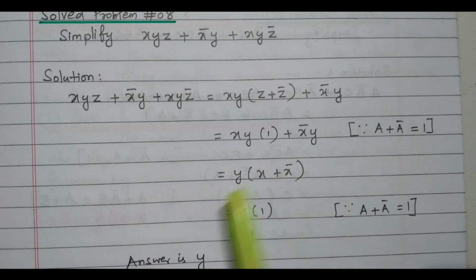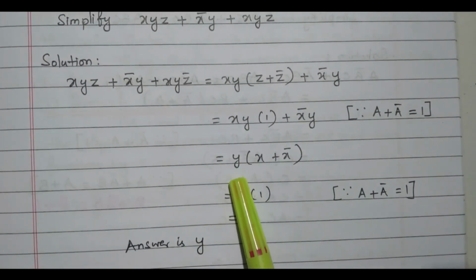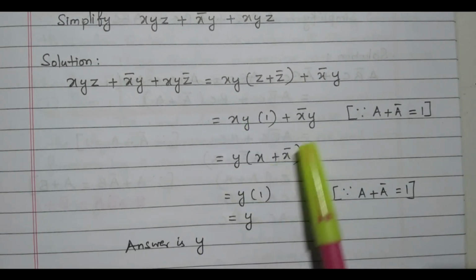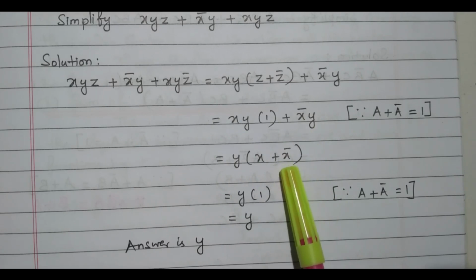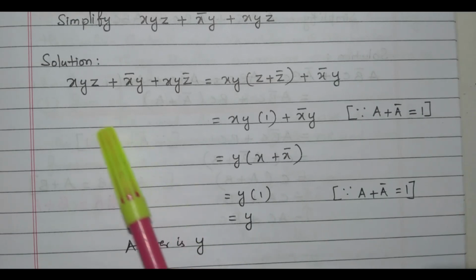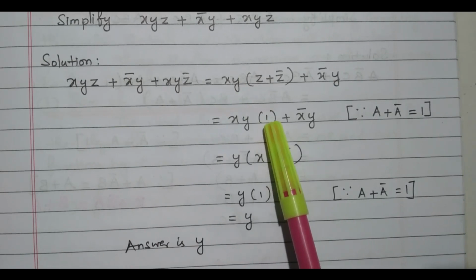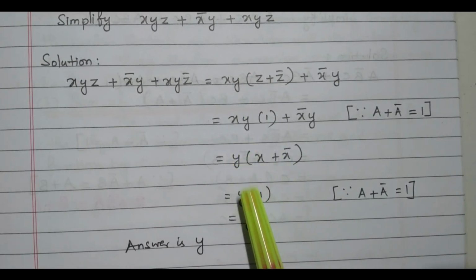In these two terms we can take the y outside. Y is available in both the terms. So we can take y outside. If you take y outside, the remaining term is x. If you take y outside, the remaining term is x̄. What is x plus x̄? Same thing. A plus Ā is 1. So this term becomes 1. So only we have y. So the answer will be y, right? So what we did, we took the common terms xy outside, then z plus z̄ becomes 1. Again we took y outside. Finally we got the answer as y.